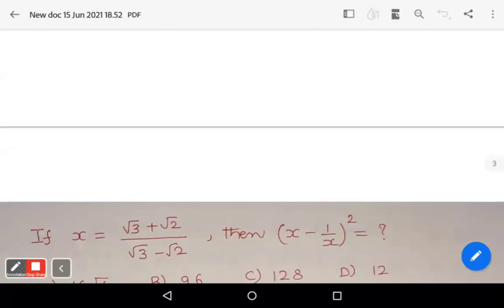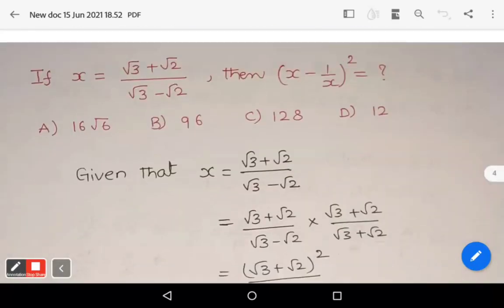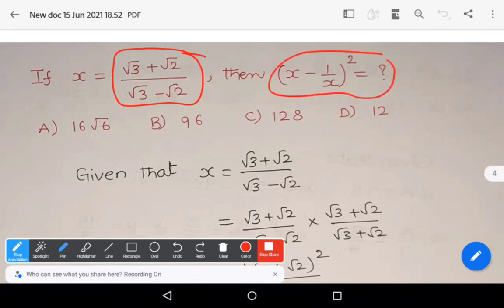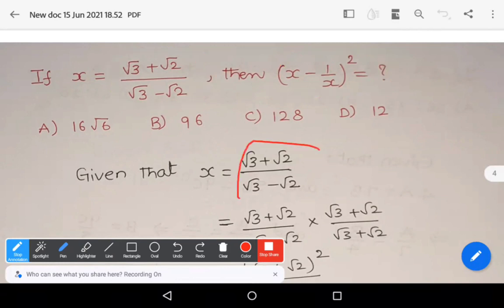Problem number 4. Here you have to observe the variable x. X is equal to root 3 plus root 2 divided by root 3 minus root 2. Then find the value of x minus 1 by x whole square. So, what is the value of x? Root 3 plus root 2 divided by root 3 minus root 2.